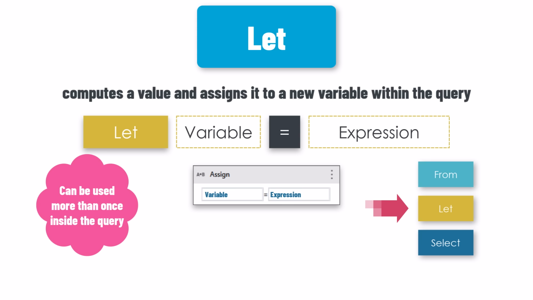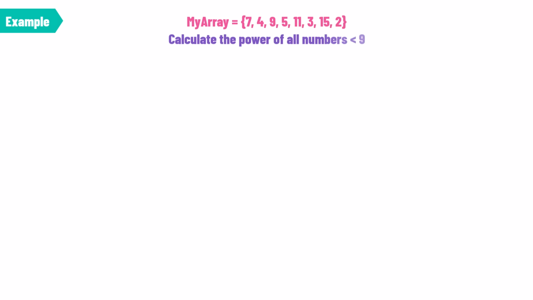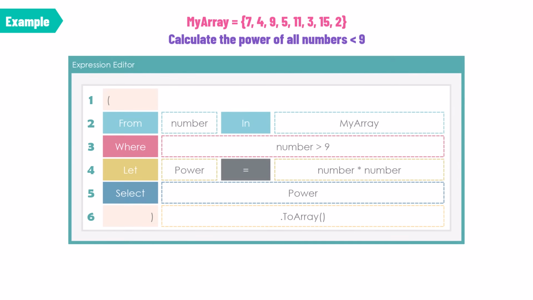Let's now check some queries to see how to use let clause. I will start with a simple query for an integer array. I have the following array, which contains different numbers. Assume I want to calculate the power of each number, which is smaller than 9. To do that I have different options. The first one is using let clause in this way.